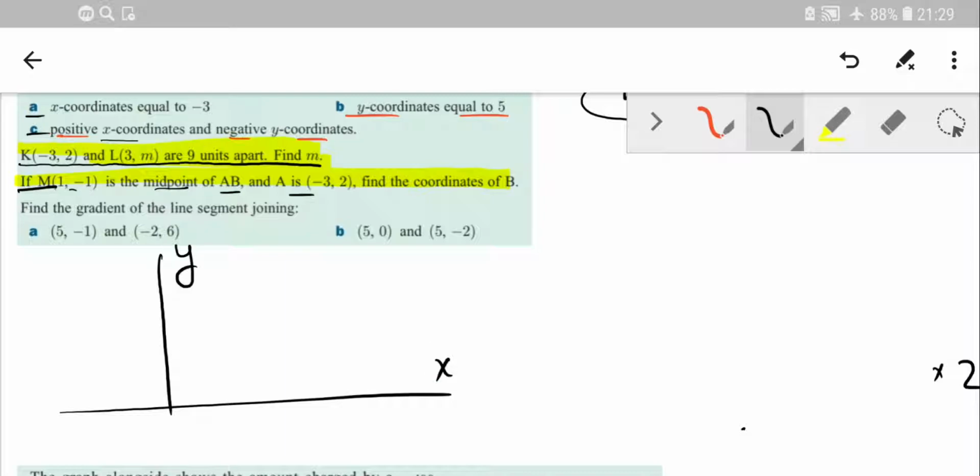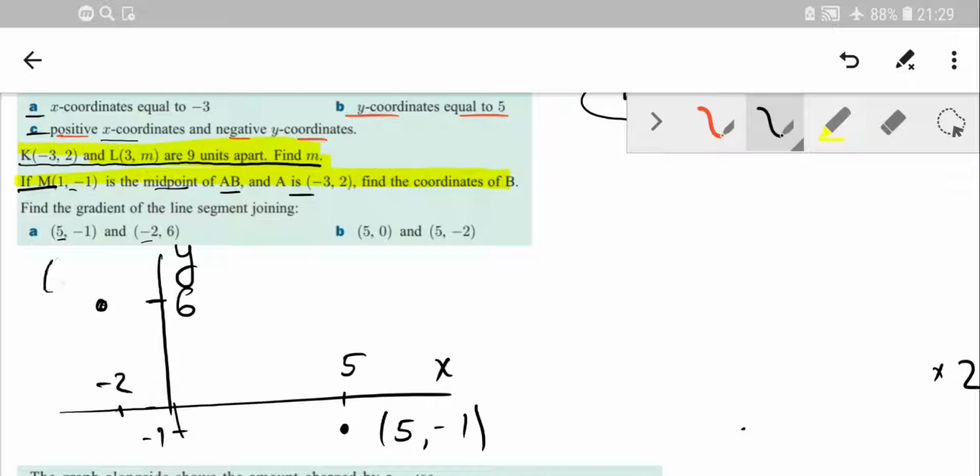to check the correctness of your solution. We set up the first point, 5 and -1, so it's somewhere here. This is the first point, (5, -1). And for the second point, we get -2 for x and 6, so 6 is here. That's the second point.